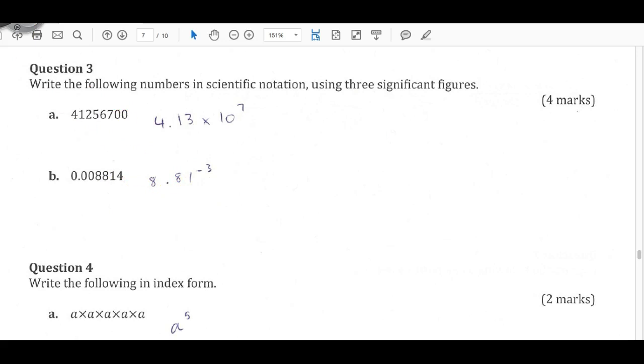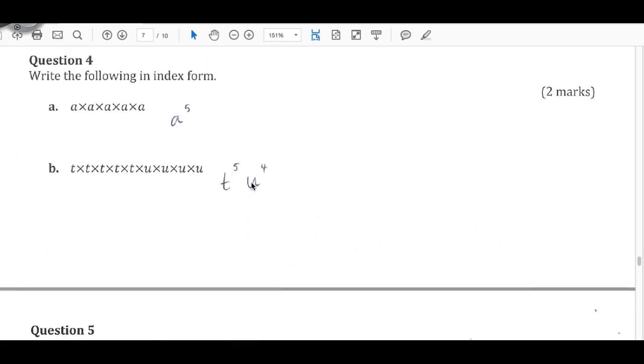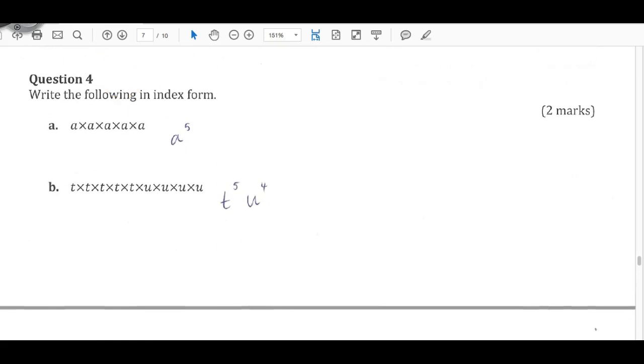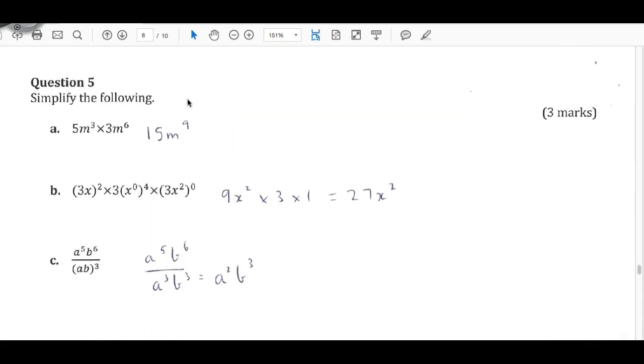All right, question 4. Question 4, I think, is an easy one. So you should be really thinking to yourself, which questions are easy in this test? Do them first and then come back to the others. So our base here is A. How many A's do I have? 1, 2, 3, 4, 5. So it's A to the power of 5. Then here we've got T and U. How many T's do I have? 1, 2, 3, 4, 5. And then how many U's? 1, 2, 3, 4. Pretty straightforward. Easy 2 marks for that one.